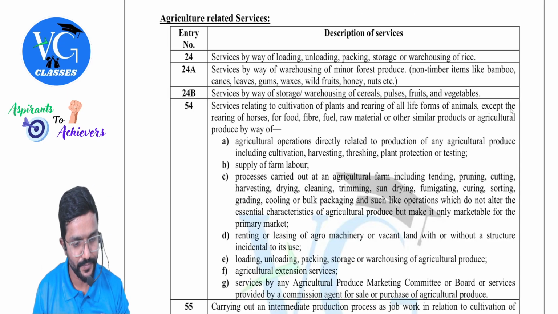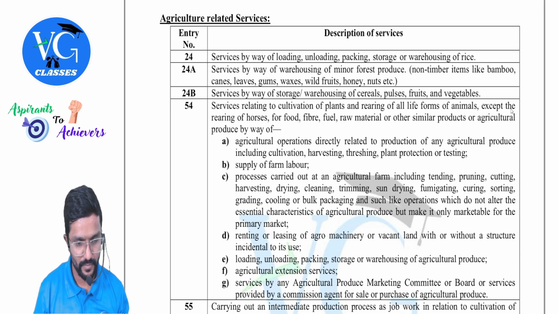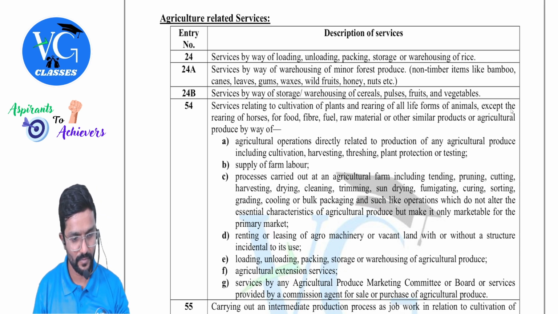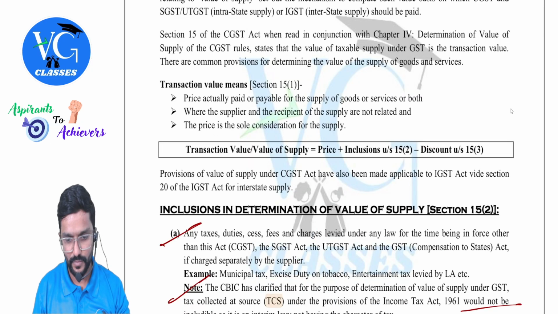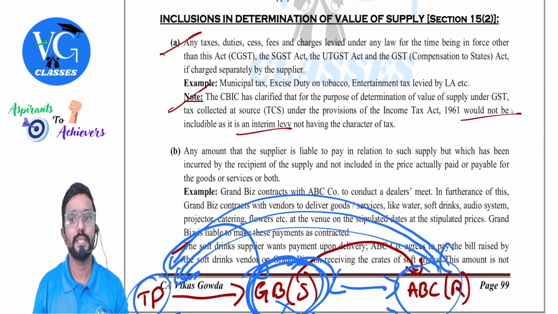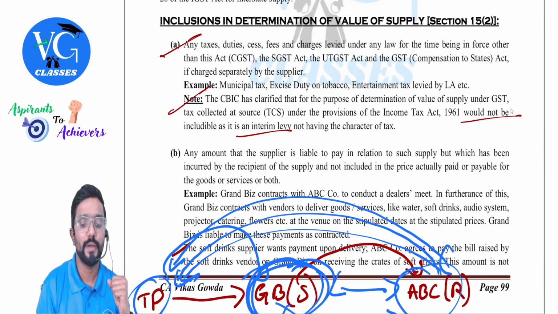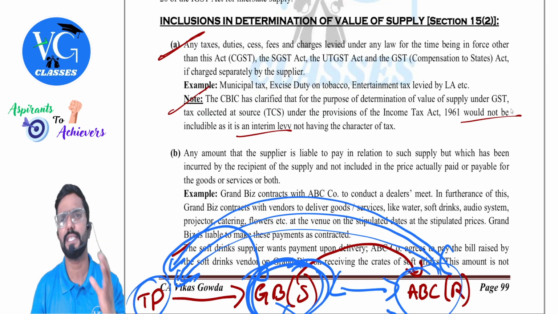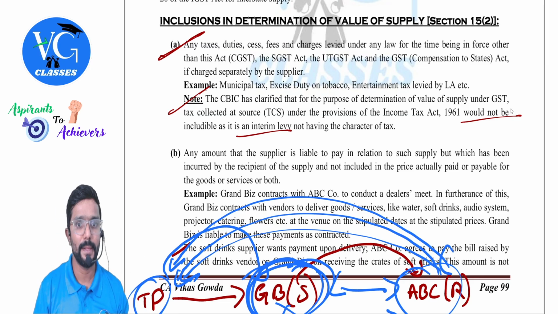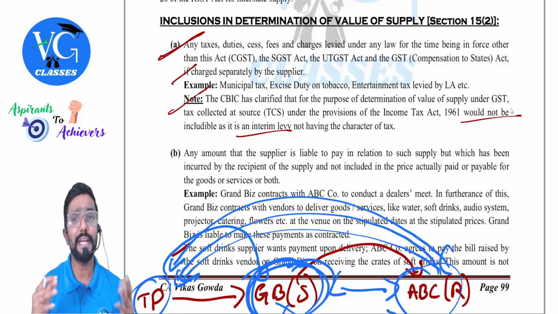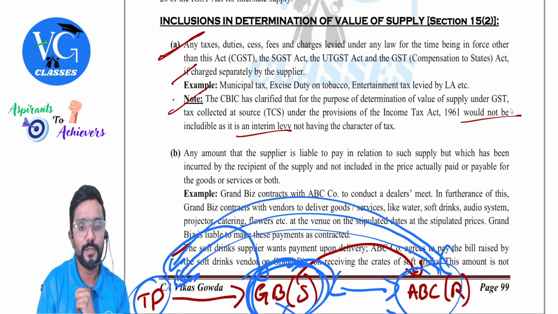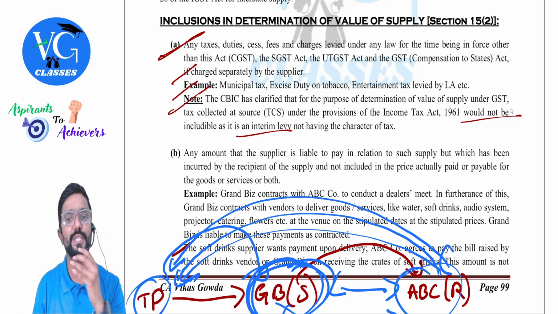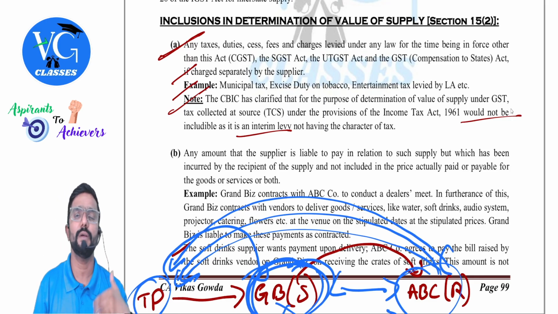I will just show it, one second. Listen here. This is section 15, subsection 2, clause A. Any taxes, duties, cess, fees, and charges levied under any law for the time being in force other than this Act. Other than this Act means GST, that is CGST, SGST, IGST, or cess, should not be added. If it is charged separately by the supplier, we need to add it, other than GST. I have also given some examples you can see: municipal tax, excise duty, entertainment tax. If it is separately charged by the supplier, add it.